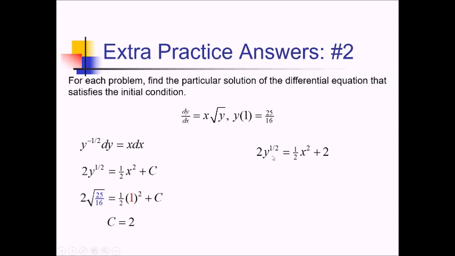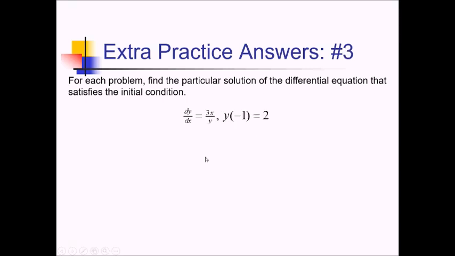So I can do that by first dividing everything by 2. So this would be 1/4 x squared plus 1. And then I have to raise both sides to the second power. So this is just going to be y equals all this stuff on the right here squared.